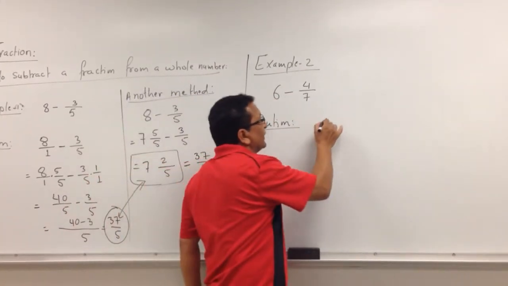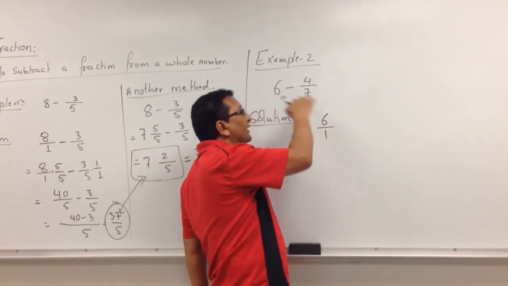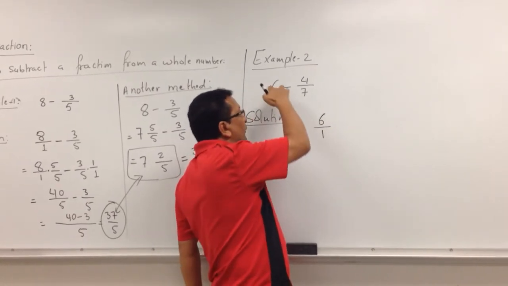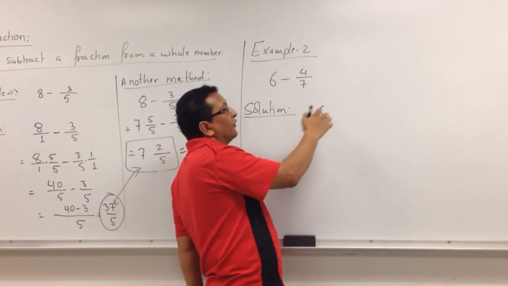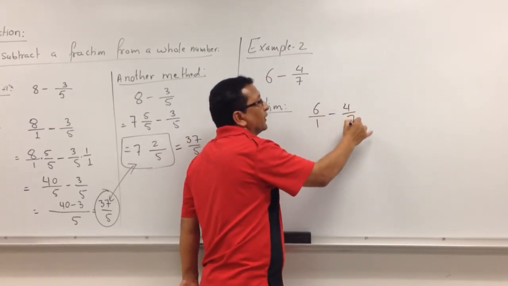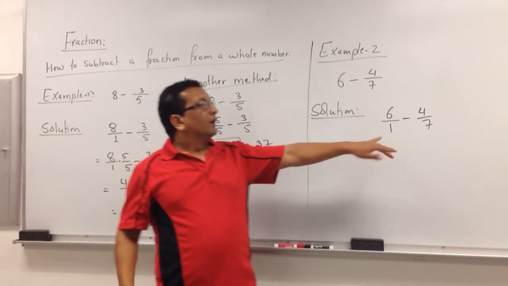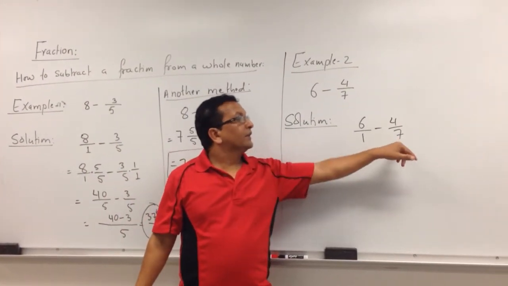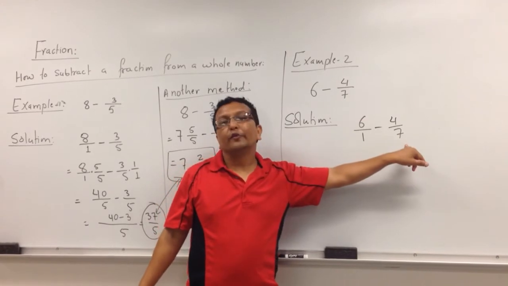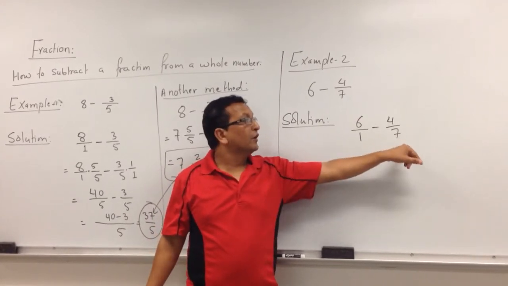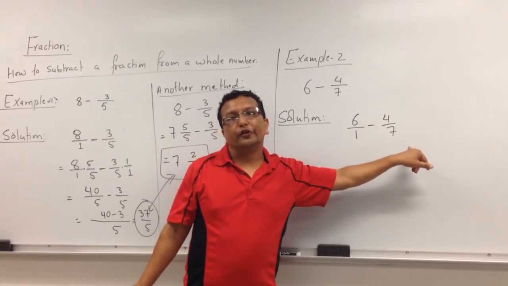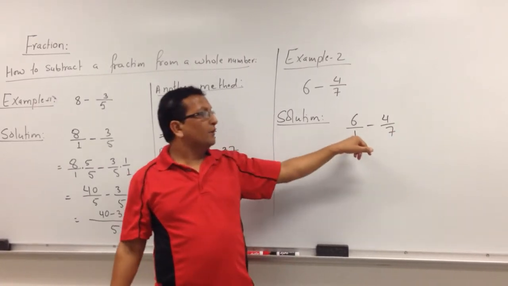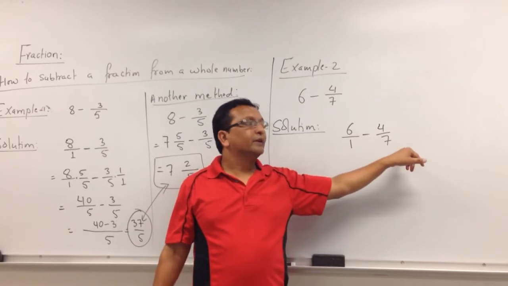First we will change this whole number to a fraction. 6 we can write as 6 over 1, because 6 and 6 over 1 are the same. So if we write 6 over 1, then this whole number changes to a fraction, minus 4 over 7. Now our goal is making the same denominator. To do that, we find the least common multiple of these two denominators.